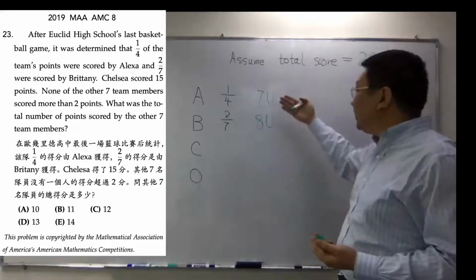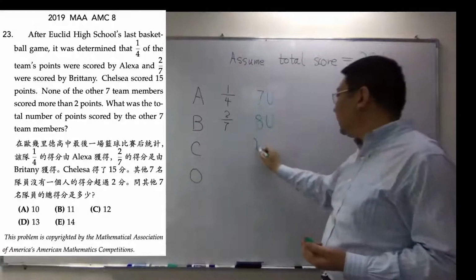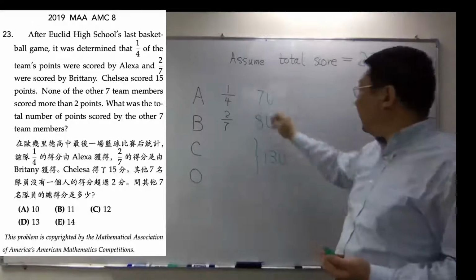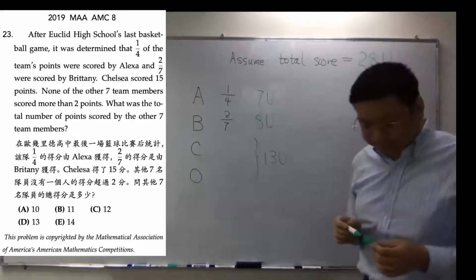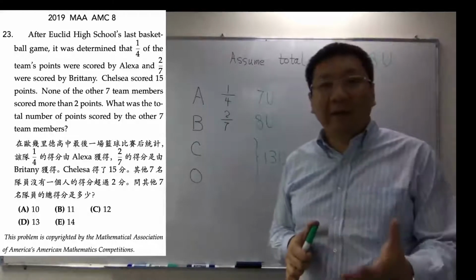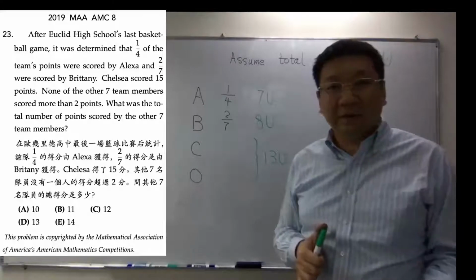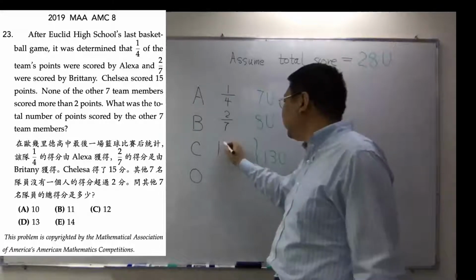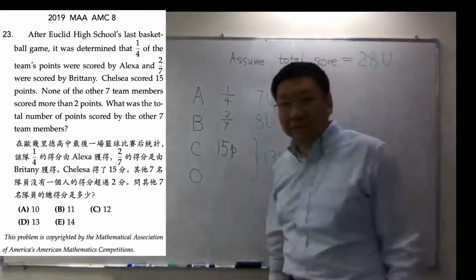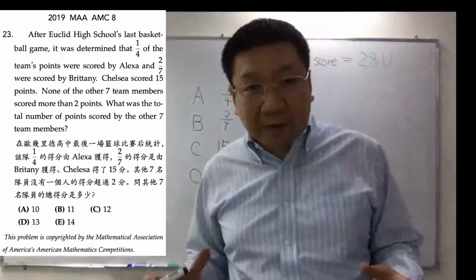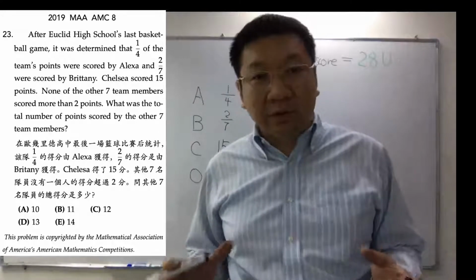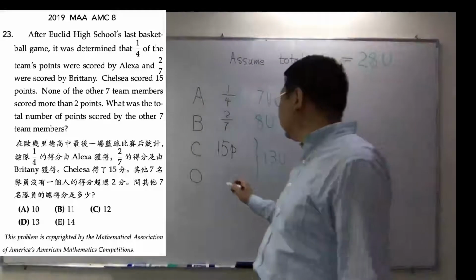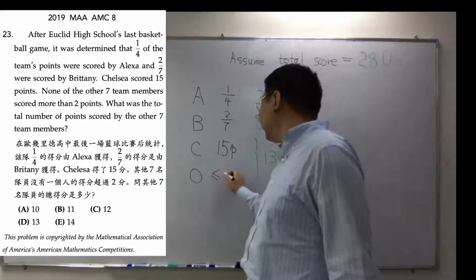A has 7 units, B contributes 8 units. So the remaining people should altogether contribute 28 minus 7 minus 8. It would be 13 units. Okay, now we can continue to read what are the conditions for the other people. So C has 15 points. How about D? Which means other people. So other people, the other 7 people, everyone gets at most 2. So altogether they have at most what? They have at most 2 times 7, which is 14 points.